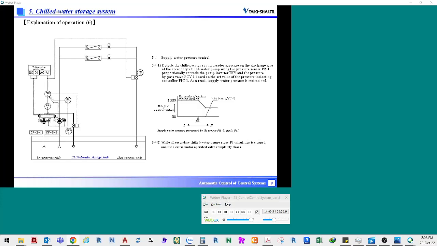This calculation is carried out while the pump is stopped. The pressure bypass valve remains completely closed for a while. As a result, the water pressure cannot be controlled.